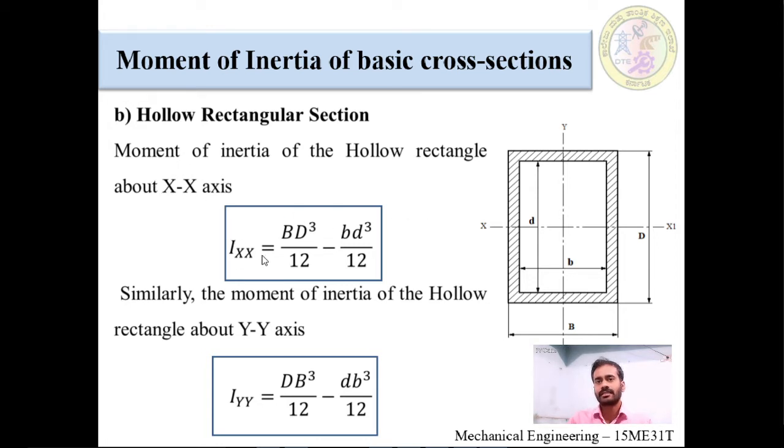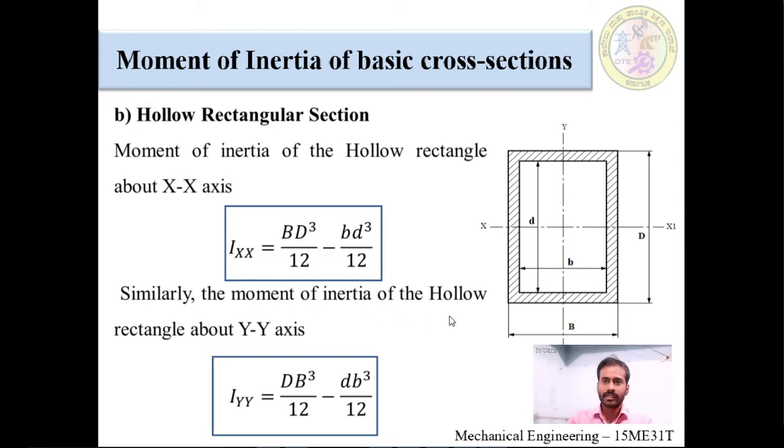So how to calculate the moment of inertia of the hollow rectangular section about the xx axis? That is Ixx is equal to BD cube divided by 12 minus small bd cube divided by 12. So we will first calculate the moment of inertia of the whole area, that is capital BD cube by 12, and we will subtract the moment of inertia of the hollow portion of the rectangle, that is small bd cube by 12.